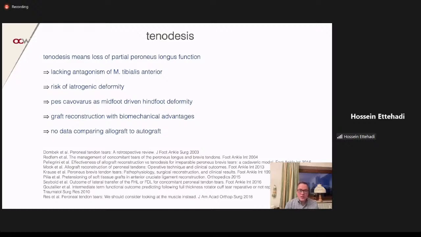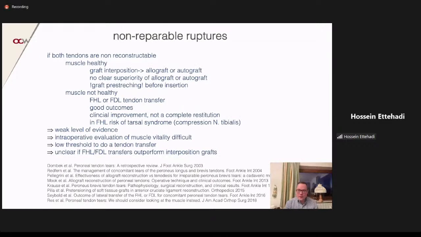So the graft reconstruction here has some real biomechanical advantages. Still, it needs to be stated that there is no data comparing allograft to autograft. It is a real challenge to address the non-repairable ruptures. If the muscle is healthy, it is clear that we need to go for graft interposition. And there is no clear superiority of allograft or autograft. So if allograft is not readily available for you, feel free to go for the hamstrings. It is just important to do a thorough pre-stretching of the graft before insertion.